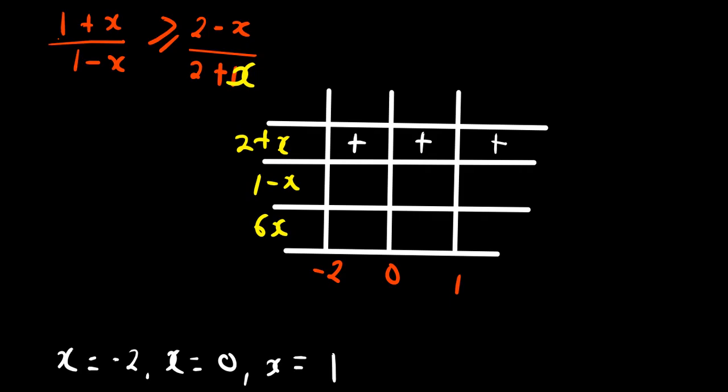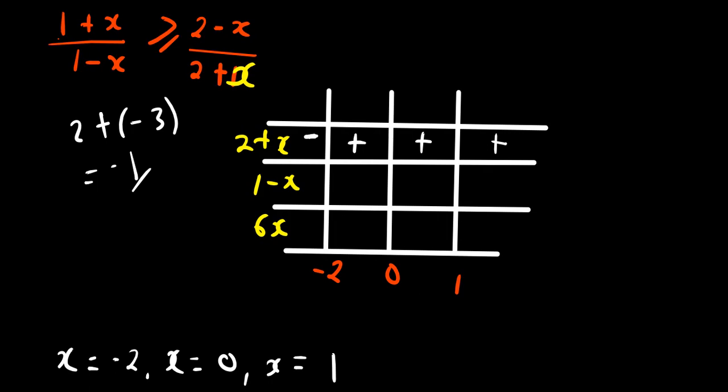Now let's try any number that is less than negative 2. Let's say negative 3. So 2 plus negative 3 will give you negative 1, which is a negative number. So from here going this side, you have negative numbers. Okay, that's what we have there.